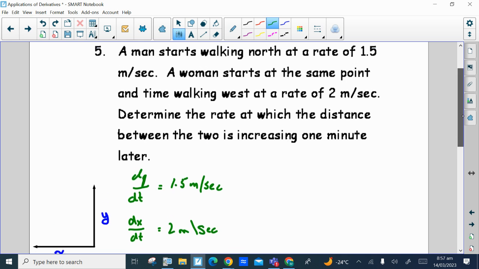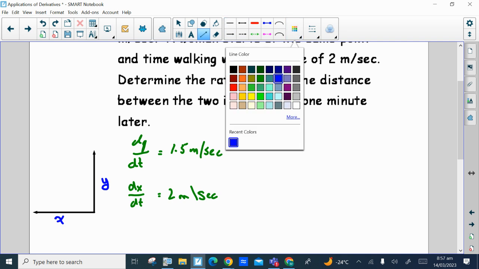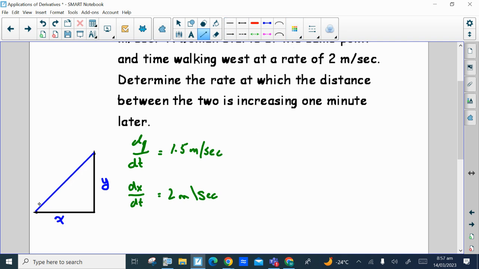Okay. Determine the rate at which the distance between the two is increasing 1 minute later. So the distance between the two will be represented by the hypotenuse. If we give that a variable, let's say z, we want to know what dz by dt is. So we're given dy by dt, we're given dx by dt, we want to find dz by dt. So we have to keep all 3 variables in our relationship. We need to relate all 3 together, which we can do again using Pythagorean theorem.